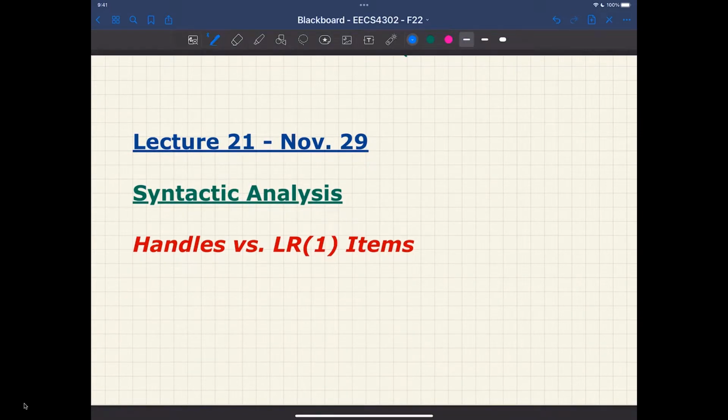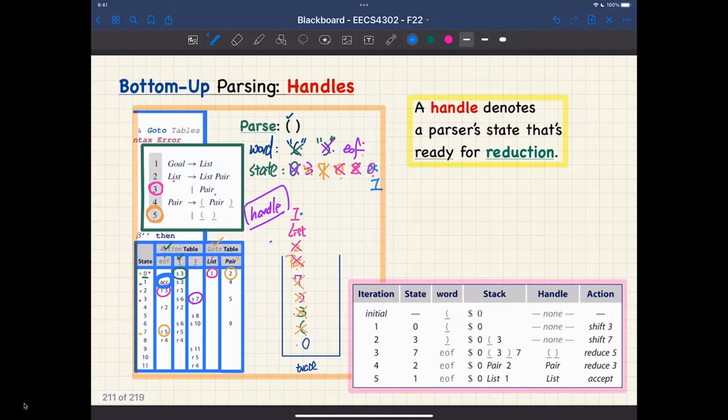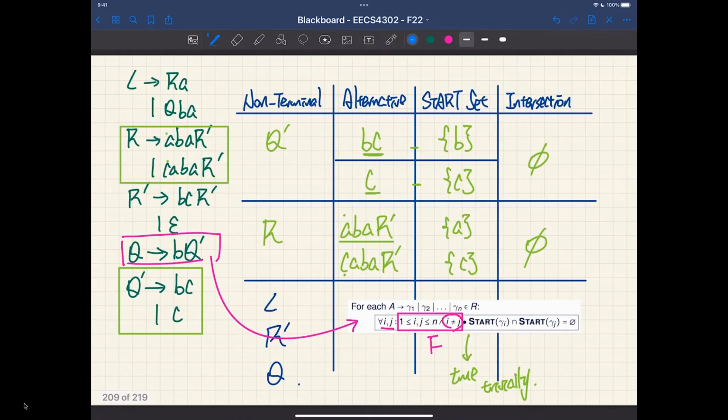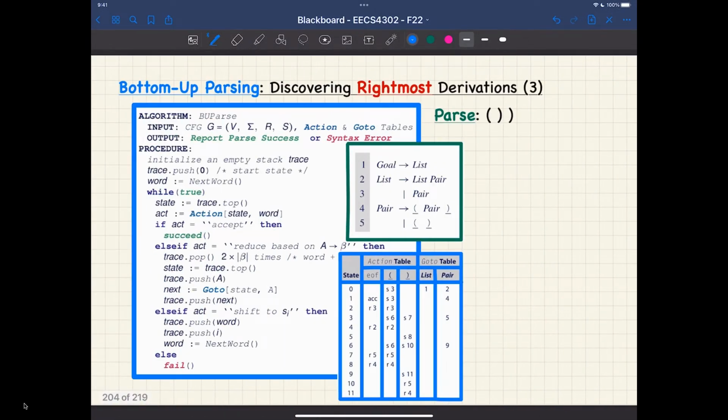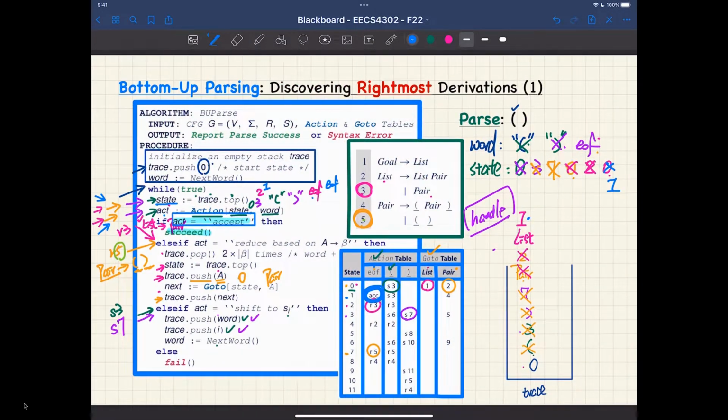Okay. First of all, I want to revisit this particular tracing that we did last time. If you went over the recording, I'm pretty sure you did, or you were there last Thursday. This is what we did about the tracing for bottom-up parsing, right? We talk about reduction versus shift, right? So these are the two main actions we may do. And of course, we talk about the stack over here.